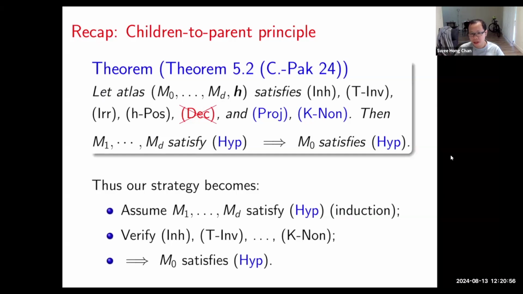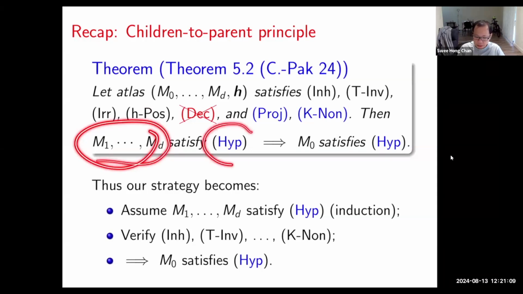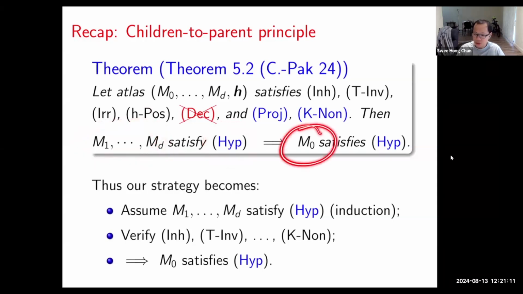And now the usual way we prove this is that, again, we want to use the children-to-parent principle. The idea is that if your atlas satisfies certain properties, all of which are very easy to verify, and we verified them in day 1, then if the children satisfy the hyperbolic property, the parents will also satisfy the hyperbolic property. And then we use induction to prove that the extension matrix theorem is true.